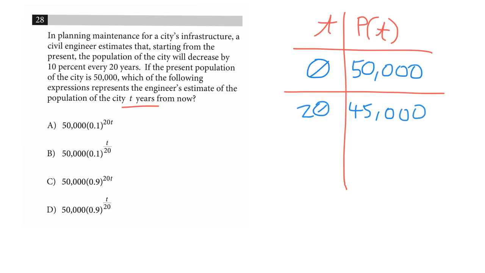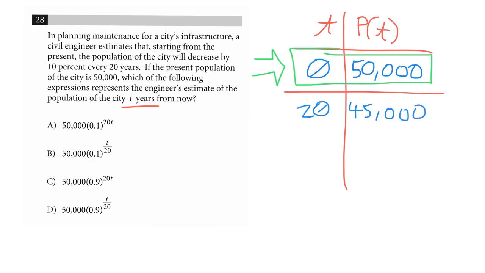Now we could start with the top. We could start with 0, 50,000. Is it the case that when T is 0, this equals 50,000? Well, yes, because it would be 20 times 0 here, which would turn that 0.1 into a 1, and then it would be 50,000. So A is a contender with regards to the first row. We're analyzing the first point, which is 0, 50,000.